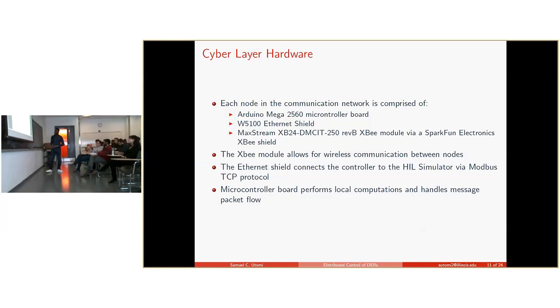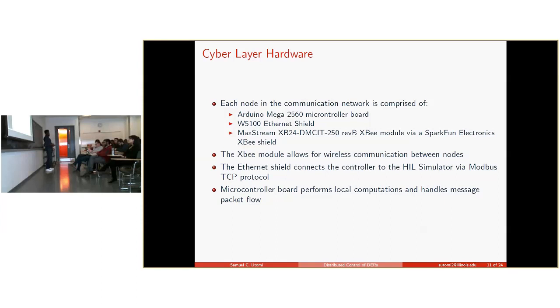So I'm talking about the cyber layer. Our cyber layer hardware is comprised of 3 main parts. Each node has a microcontroller, Ethernet shield, and an XB module. The XB module is mainly for wireless communication, and it's basically what allows us to communicate and utilize the ratio consensus algorithm.